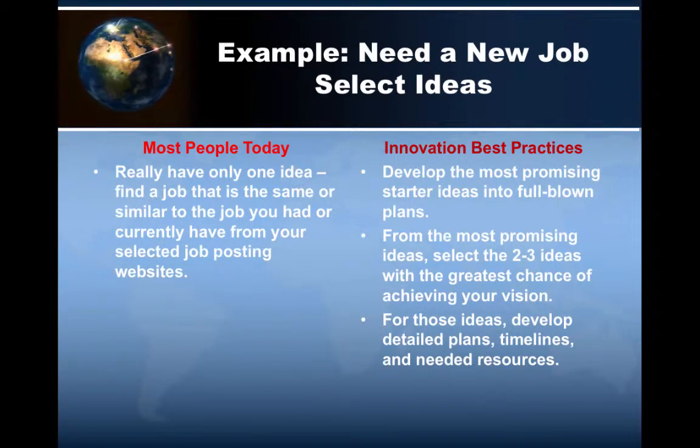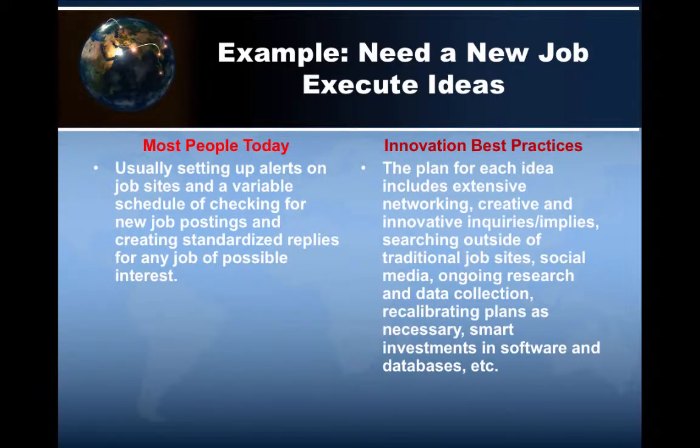And from the most promising ideas, now that you've built maybe 5 or 6 or 7 ideas, you select 2 or 3 of them that you think have the greatest chance of achieving your vision of success. Okay, so you go from a good number of ideas down to selecting 2 or 3 ideas that you think have the greatest chances for success. For those ideas, you develop detailed plans, timelines, and needed resources. Okay. Then you execute ideas.